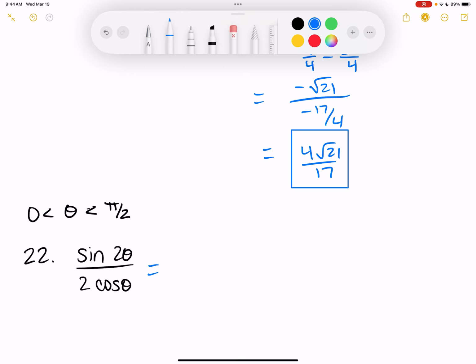So how do I rewrite sine of 2 theta? What formula is this? 2 sine theta, cosine theta. 2 sine theta, cosine theta, over 2 cosine theta. Everything's being multiplied, so I can do some canceling. 2's cancel, cosines cancel, and I'm left with sine theta.